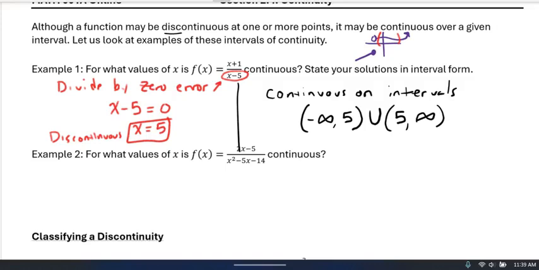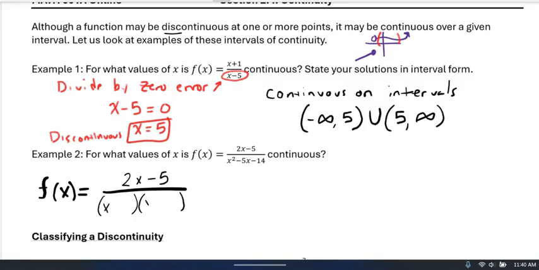All right, number 2. For what values of x is this function continuous? I can see that I've drawn a little bit of a mark over the top of that. There we go. So it's 2x minus 5 over x squared minus 5x minus 14. Sometimes if you graph, you get a better idea, but let's look at another way to consider it, which is to factor. So I'm going to factor that denominator. I see a trinomial. We have x times x gives us x squared. We have 14, so I have 7 and 2, minus and plus.